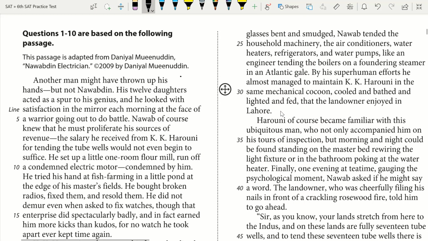So we got questions 1 through 10 are based on the following passage. So let's get started with this. The passage is adapted from Daniel Mueenuddin, Nawabdin Electrician, copyright 2009 by Daniel Mueenuddin.